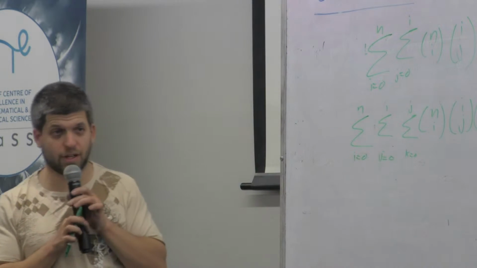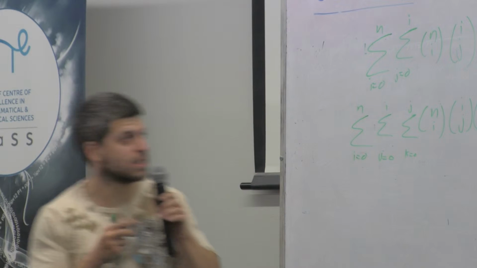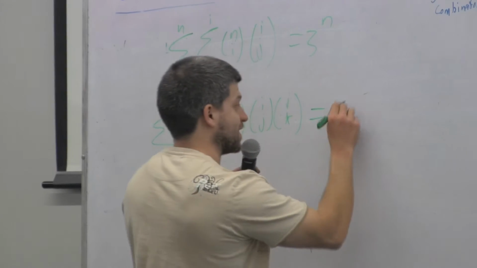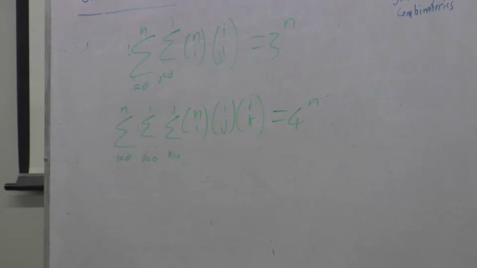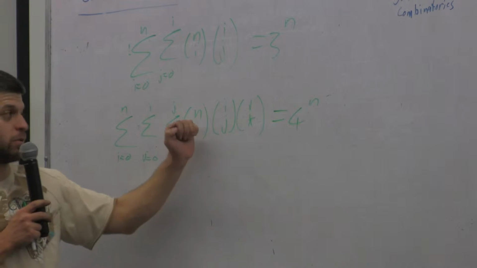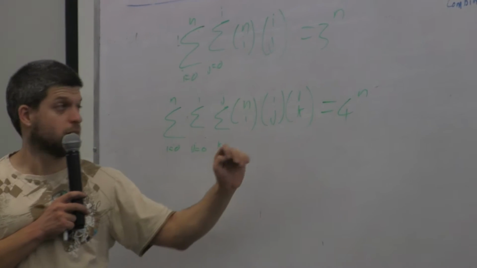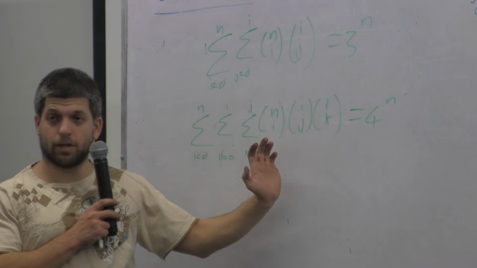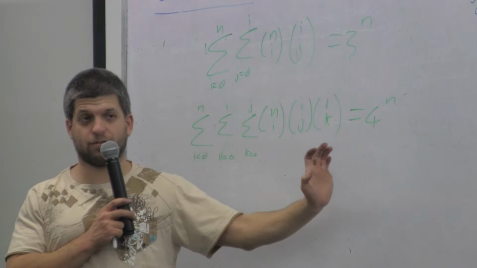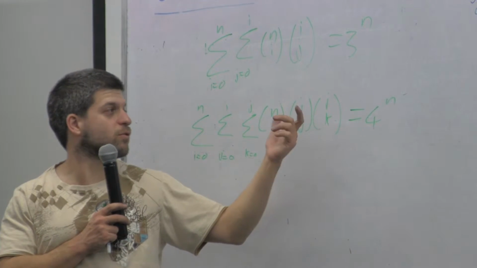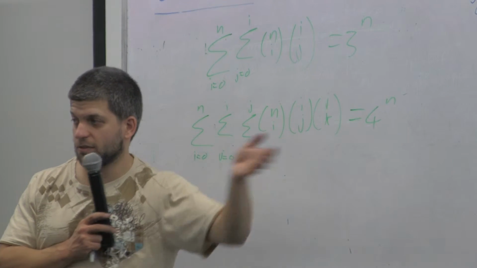But if you think about it not in terms of the symbols, but in terms of the story, it's actually pretty easy. So we've got n people. We choose I of them to not be in group 1. Of those I, we pick J to push into group 2. And of those J, we pick K to finally push into group 3. And that gives us 4 to the n.